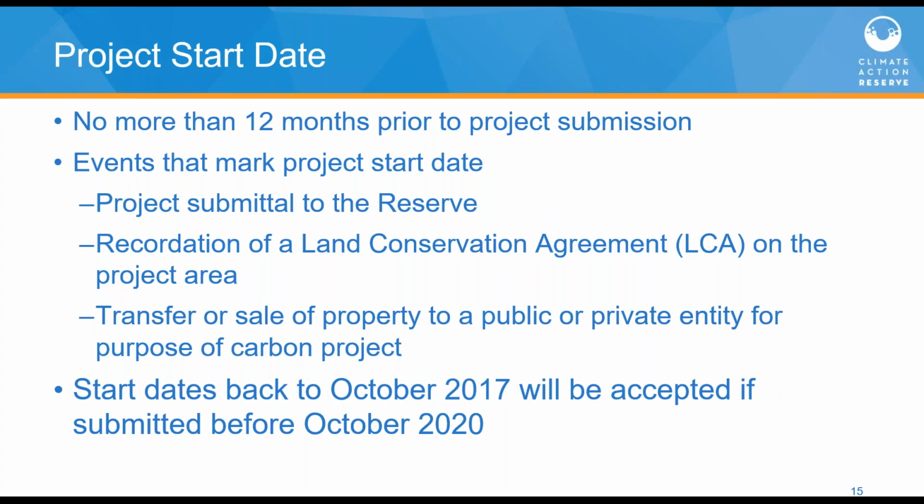So with any project, we need to define the project start date. Events that could mark the project start date, it could be the submittal of the project to the reserve. So when you open an account and you fill out the form and click submit, that could be your project start date. It could be the date you record the land conservation agreement on the project area. So that's the date that you actually protect the project area. Typically, you might use that as your start date if the easement gets recorded before you actually submit the project to us. It could also be the transfer or sale of the property for the purpose of the carbon project.